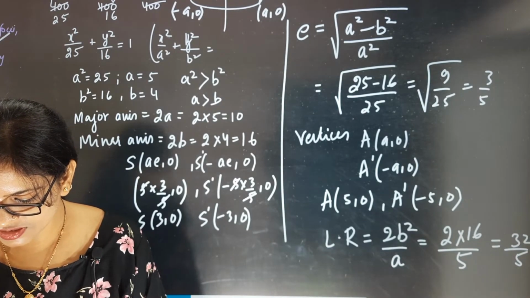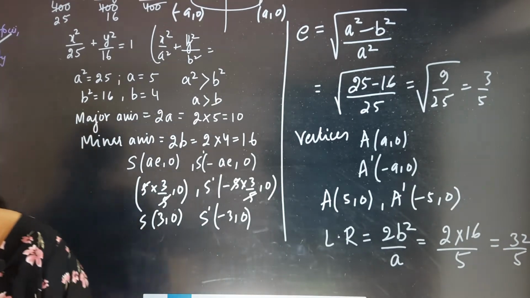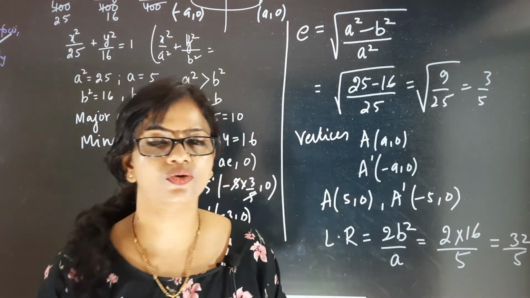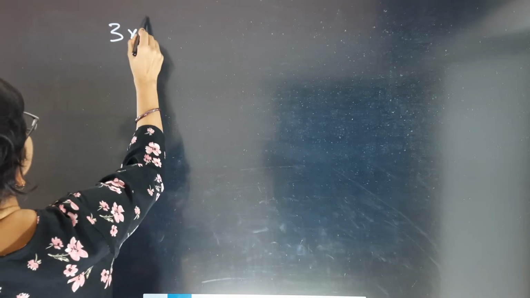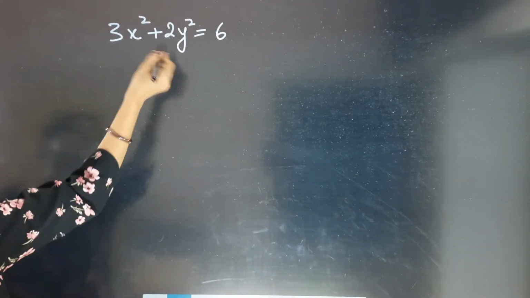So once we have done this part, now we are going to solve the next question. What is given in the next question is the equation 3x² + 2y² = 6. So just put this 6 below.